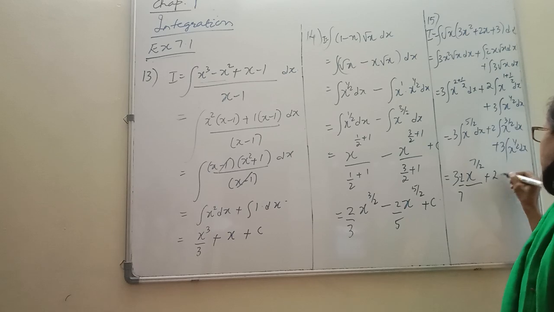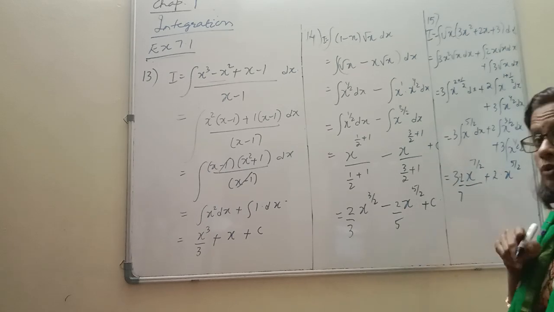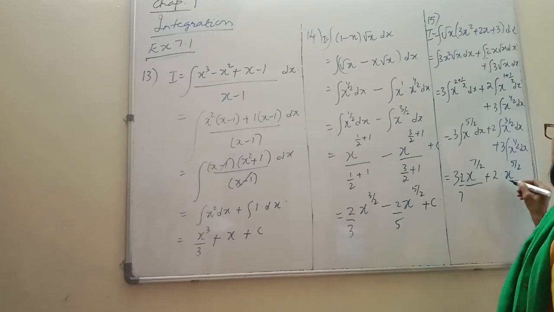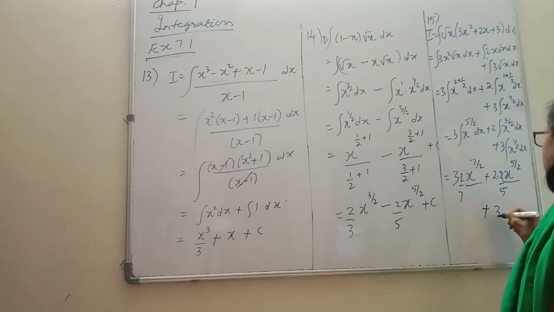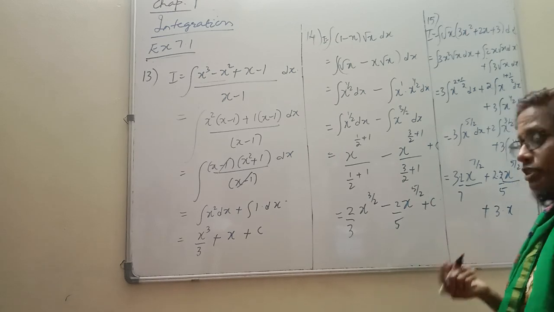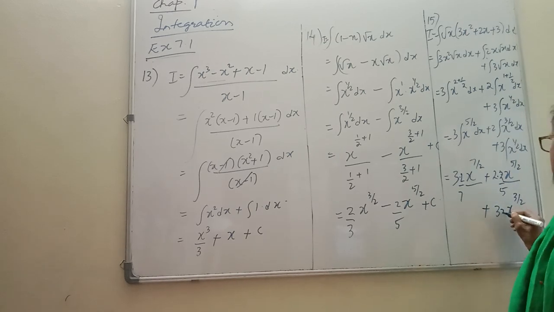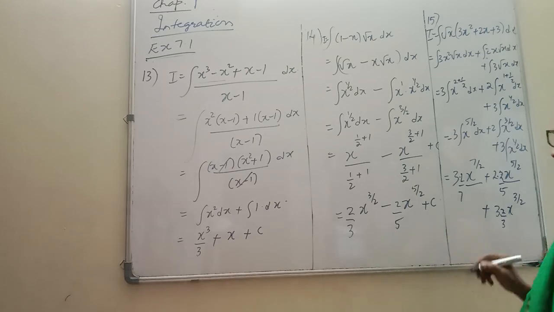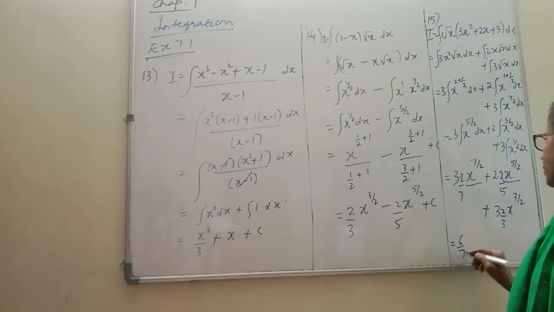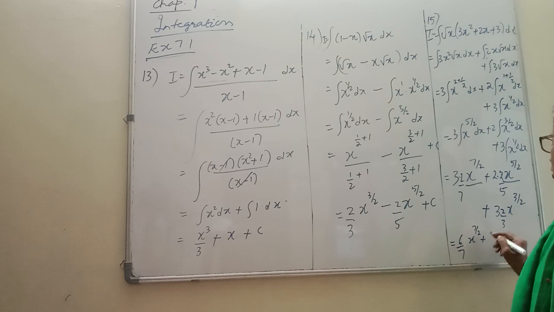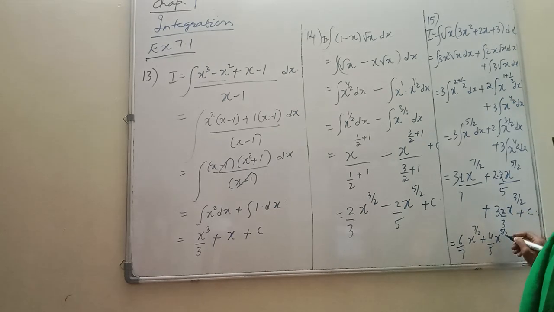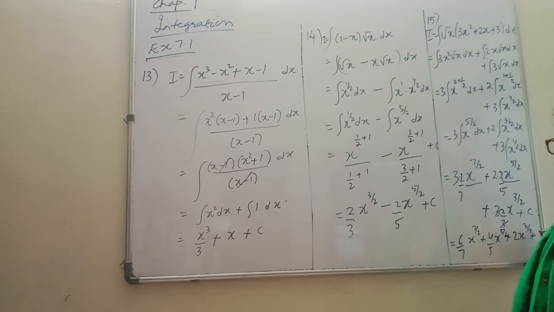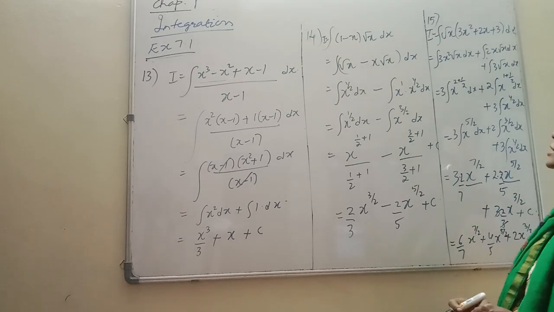Also this is going to be 3 over 2 plus 1, which is 5 over 2. So 2 over 5. Then half plus 1, which is 3 over 2, so 2 over 3 when we write the reciprocal. So we'll get 6 over 7 x raised to 7 over 2, 4 over 5 x raised to 5 over 2, 2 times x raised to 3 over 2, plus c. This is our problem number 15.